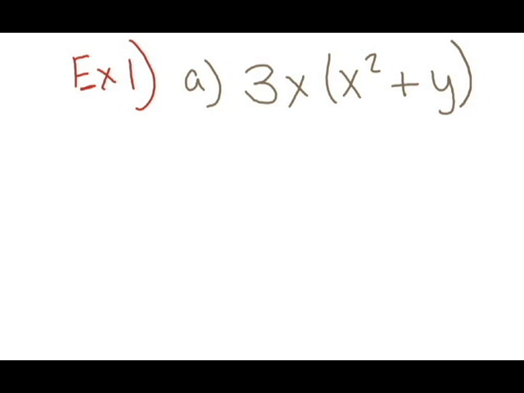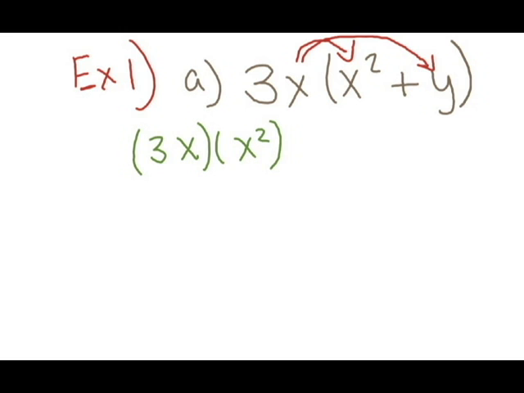3x parentheses x squared plus y. So 3x is on the outside of the parentheses. So we take that 3x and we multiply it to the x squared and we multiply it to the y. Because that plus sign separates the x squared and y, it makes it a binomial. Two separate things we multiply with. Let's multiply that first step first.